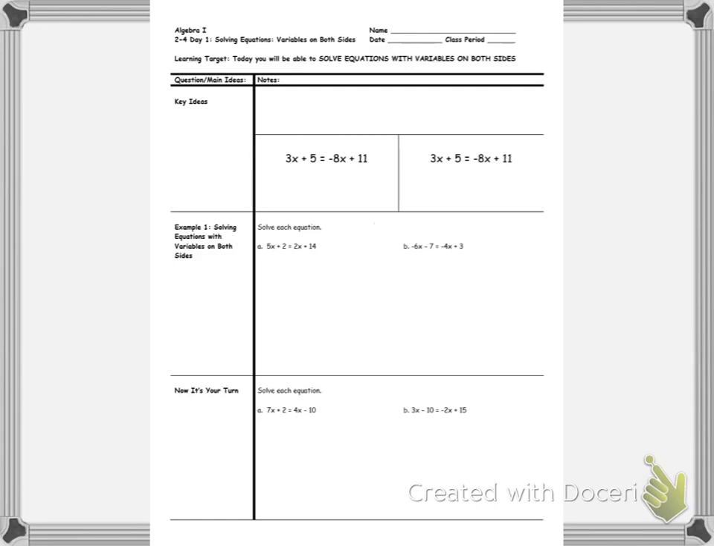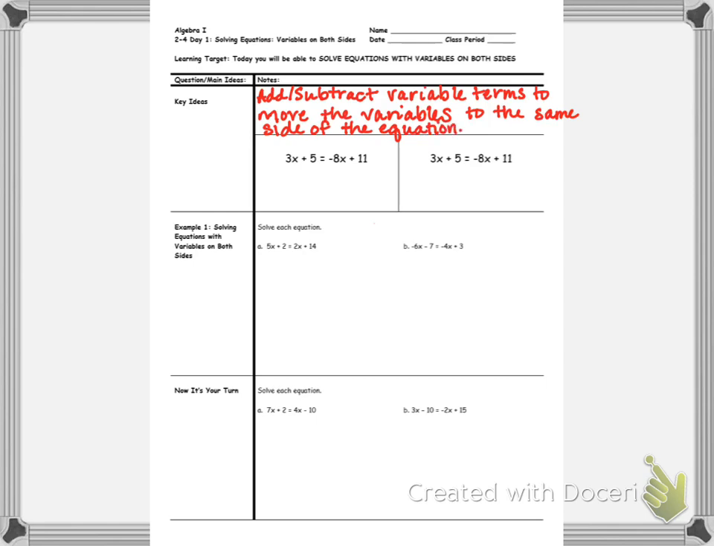The key idea and the main idea for solving equations with variables on both sides is to add or subtract, whichever one you need, variable terms to move the variables to the same side of the equation. So basically that's saying use inverse operations.